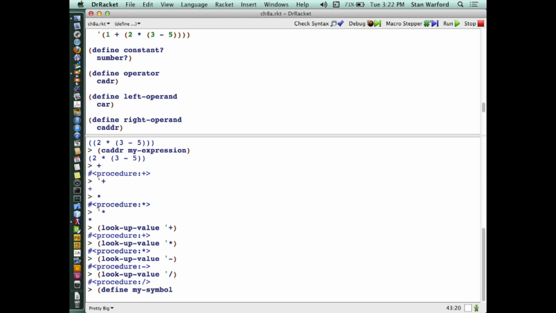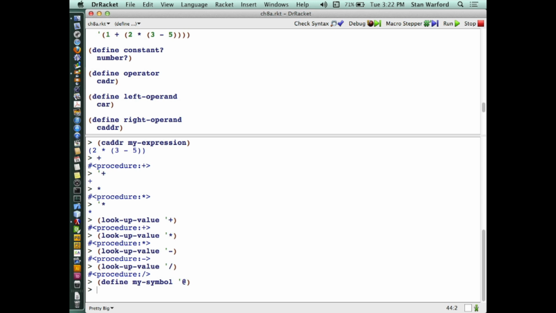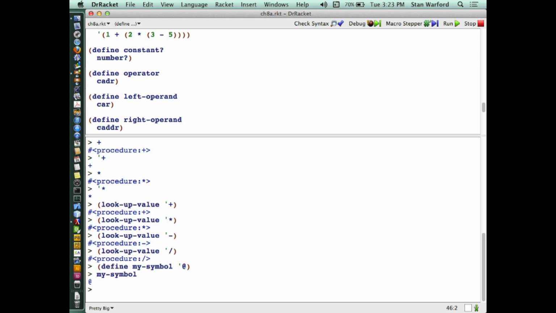Suppose we define my symbol to be this symbol, quote, the @ symbol. Are you with me? So that defined it. And if I just type my symbol, what happens? What comes out? Obviously, @.